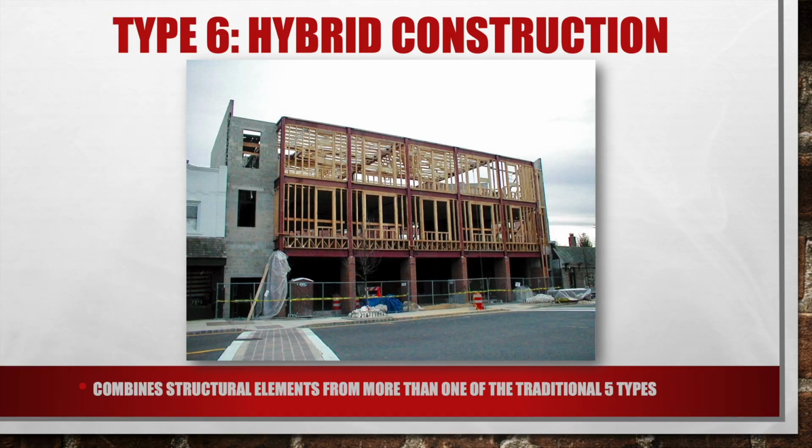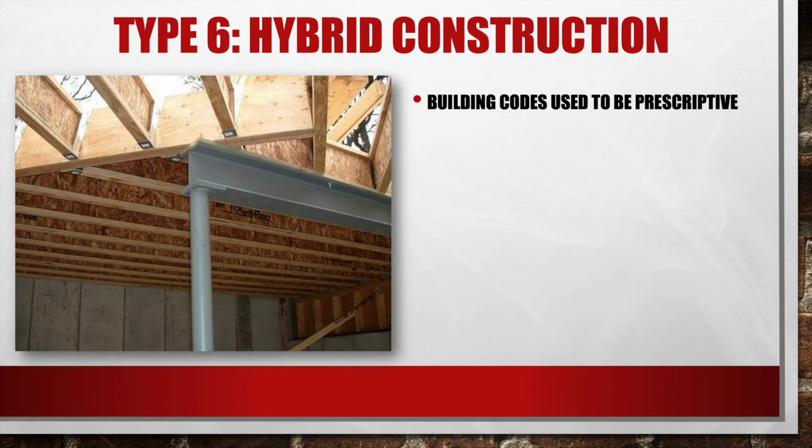Okay, I'm going to need a little bit extra here. Type 6 is not a real building construction type, but hybrid construction is real. Hybrid construction combines structural elements from more than one of the traditional 5 types. So why is hybrid construction becoming more popular? Again, I'm going to steal this from James Johnson, but he describes it this way: building codes used to be prescriptive, meaning that as an engineer, you had to use a specific material.